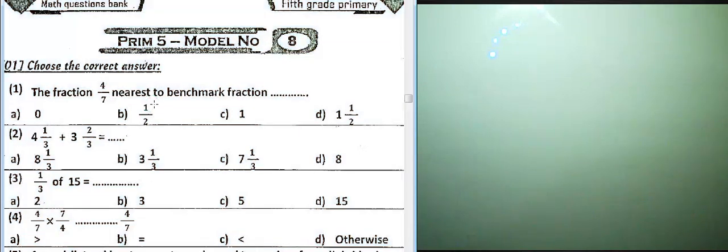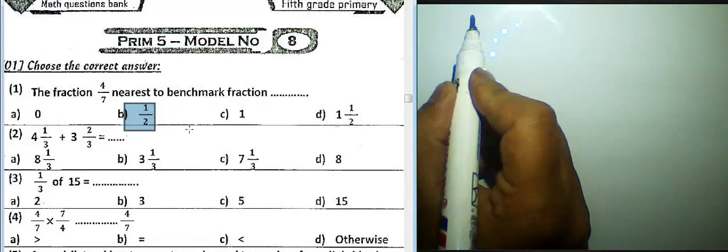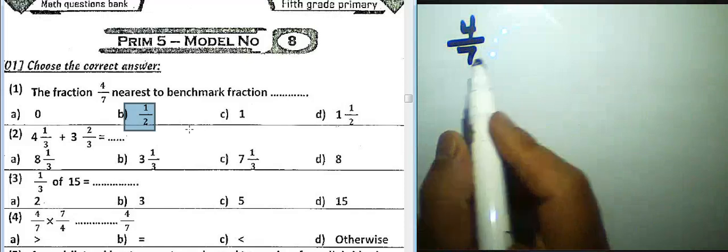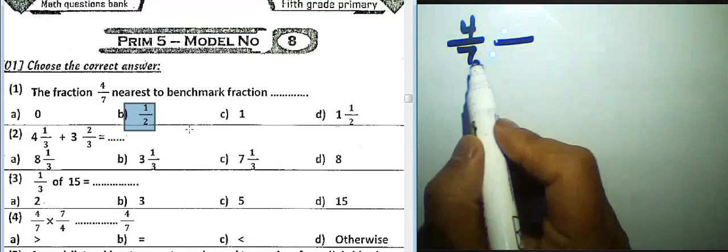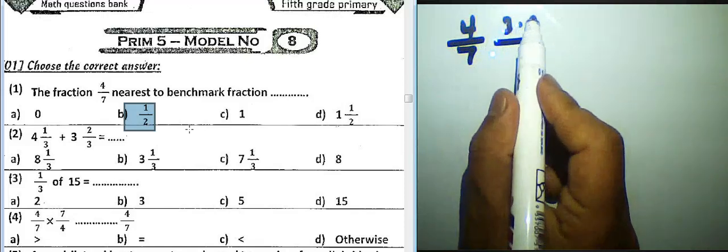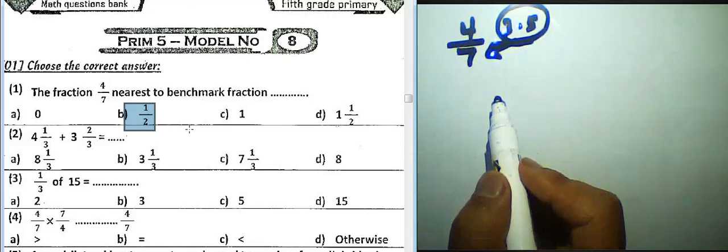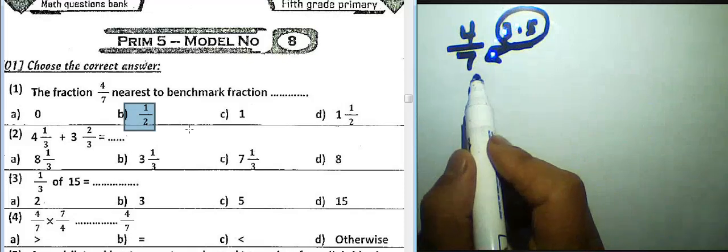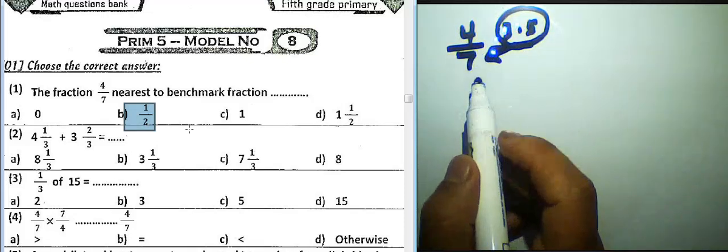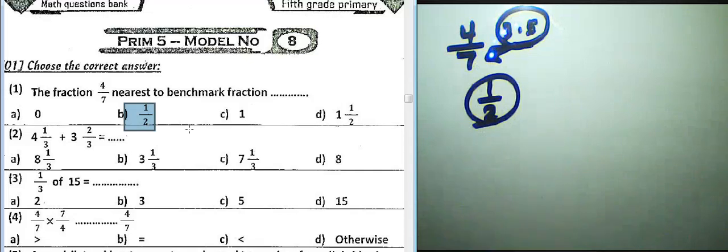The fraction 4 over 7 is nearest to what benchmark? We know the half of 7 equals 3.5. Then 4 is nearest to half of the denominator. It will be 1 over 2 by using benchmarks. Look at here, 4 over 7: 4 is nearest to 3.5, half of 7. So 4 over 7 is nearest to half by using benchmarks.